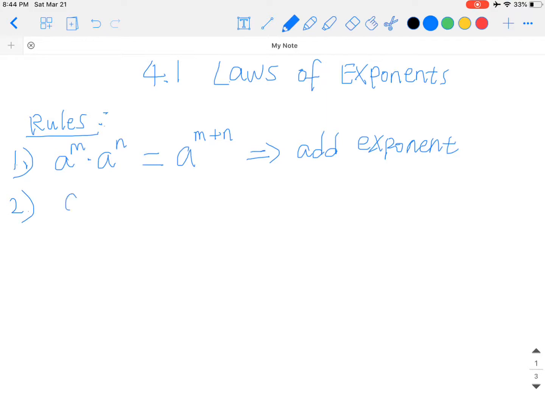What happens if they divide? a to the m divided by a to the n. Since multiply means add, divide means subtract. In this case, we subtract the exponents.